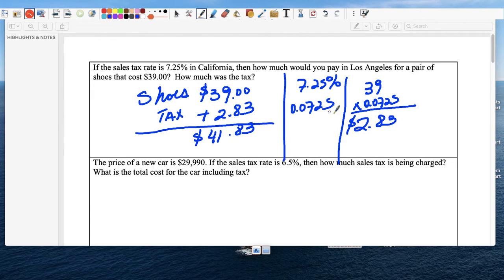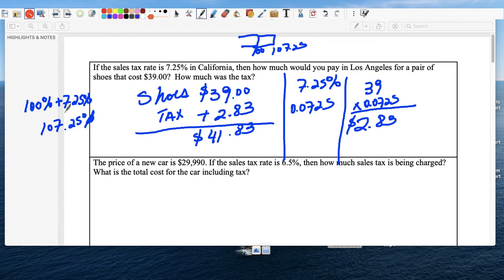So that's how to do it if they want the tax, how much of it was tax, and they want the total. Now, the other way you can do this is we know that first of all, we're going to pay for 100% of the shoe, right, plus 7.25%. So think about the bar model. We would extend that bar model. So this is 100%, and I would tack on 7.25%, which would take me to 107.25. So we're going to pay 107.25% of our original value.